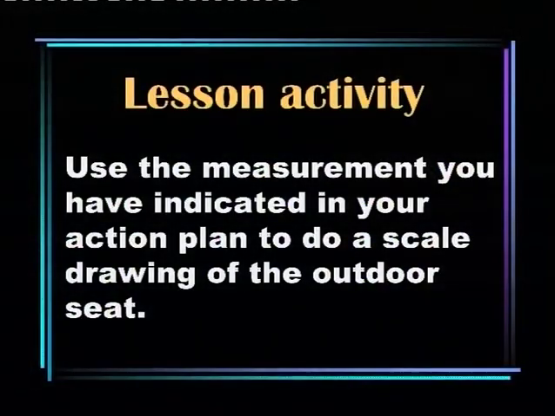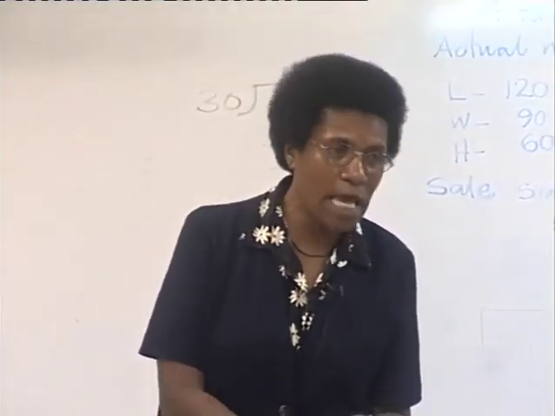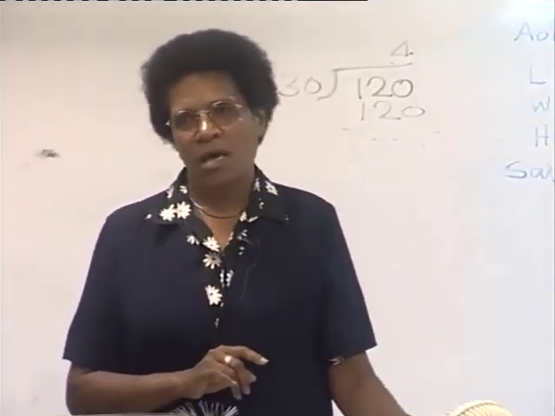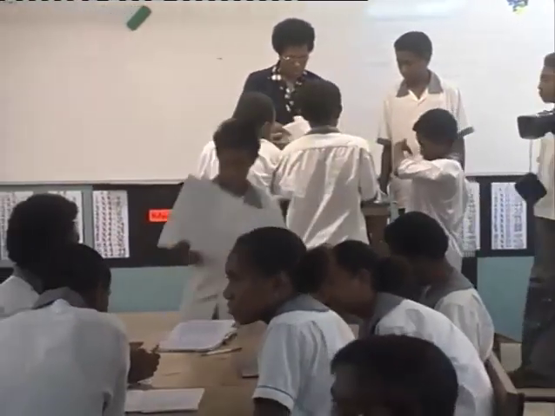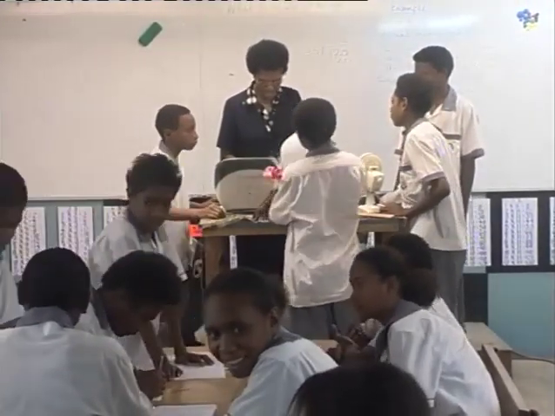Now our lesson activity: you will be using the measurements that you have indicated on your action plans to do a scale drawing of the seat that you will be constructing. So if I can have the class runners come up and get your A3 papers. You're going to use pencils once again, please, and rulers. Listen, I will give you enough, but when you have more than what you should have, please bring them back.